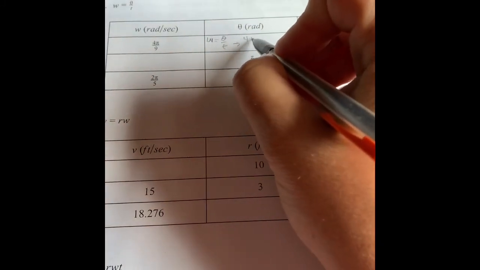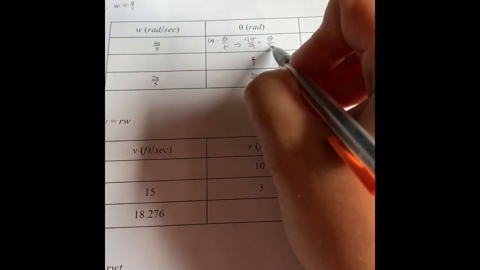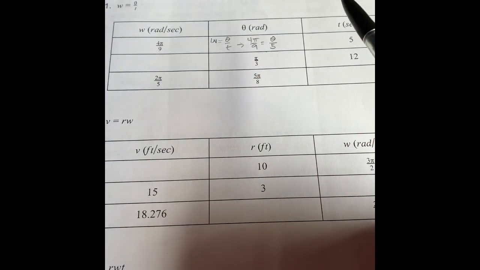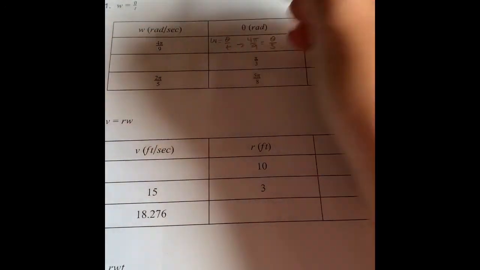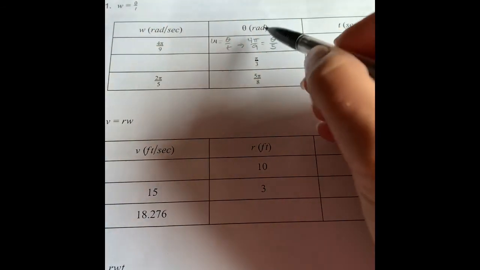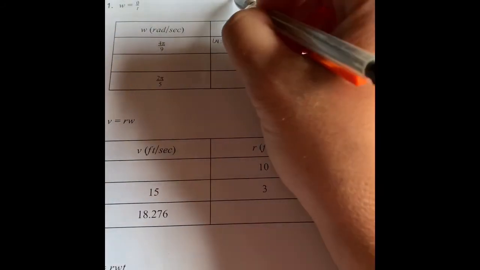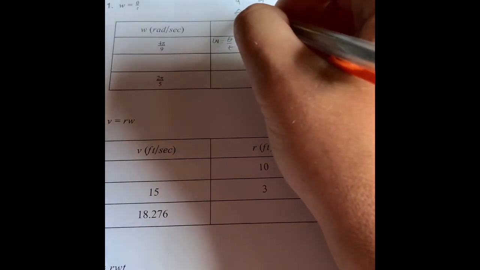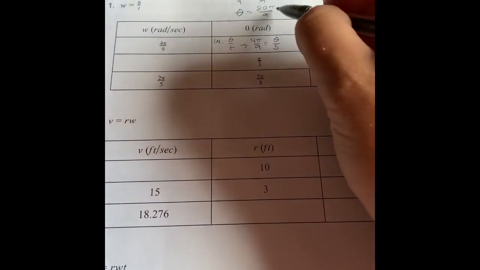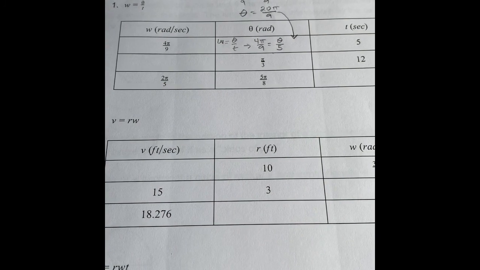W is 4 pi over 9. We're trying to look for theta, so we're going to leave theta in place, and then we're given time to be 5. So we have this proportion right here. Remember, to solve a proportion, you just cross multiply. If I multiply the 9 and the theta, I get 9 theta. If I multiply 4 pi and 5, I get 20 pi. Then just divide by 9, and we get that theta equals 20 pi over 9. This cannot be simplified, so 20 pi over 9 would be the measure of that central angle for that particular problem.